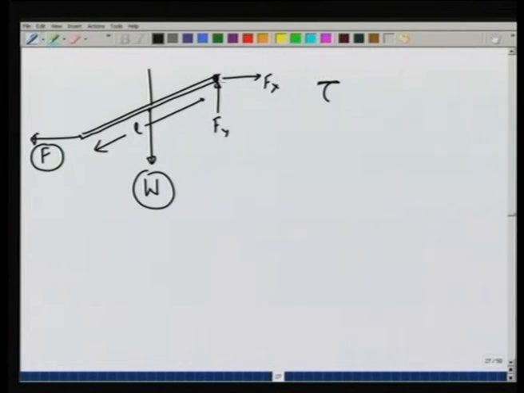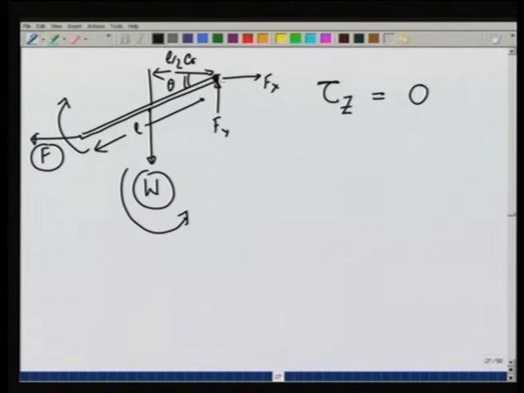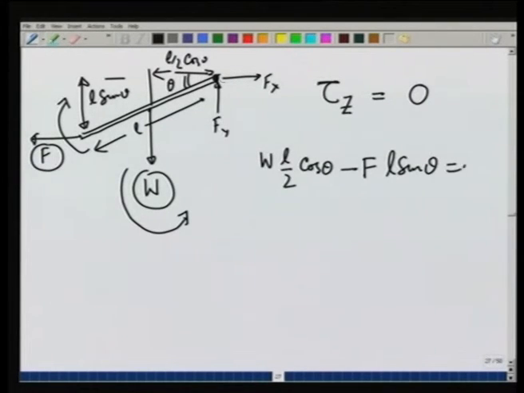If I take torque about the z axis, it should be 0. The weight is giving a torque in this direction, counterclockwise, which is going to be positive, and F is giving a torque in this direction, which is negative. Let us calculate the distances first. This distance is going to be L over 2 cosine theta, and this distance is going to be L sine theta. Therefore, when I put tau_z equal to 0, I get W L over 2 cosine theta minus F L sine theta is equal to 0, and that gives tangent theta is equal to W over 2F.